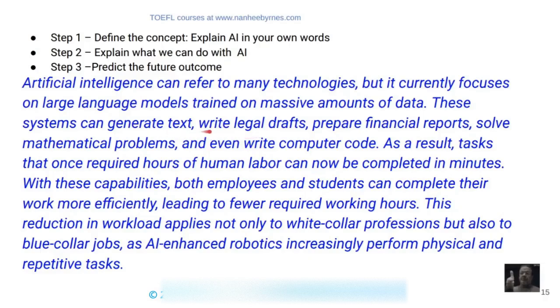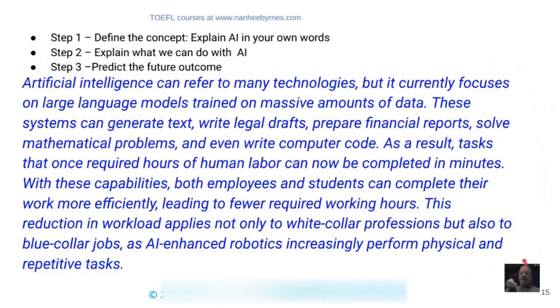Artificial intelligence can refer to many technologies, but it currently focuses on large language models trained on massive amounts of data. These systems can generate text, write legal drafts, prepare financial reports, solve mathematical problems, and even write computer code. As a result, tasks that once required hours of human labor can now be completed in minutes. With these capabilities, both employees and students can complete their work more efficiently, leading to fewer required working hours. This reduction in workload applies not only to white-collar professions, but also to blue-collar jobs, as AI-enhanced robotics increasingly perform physical and repetitive tasks. This is clear topic development, and it directly supports the thesis.